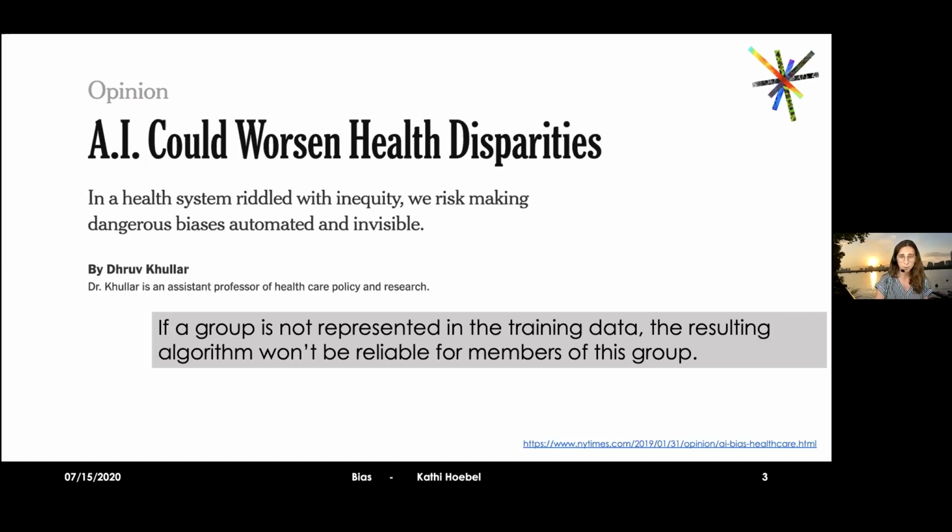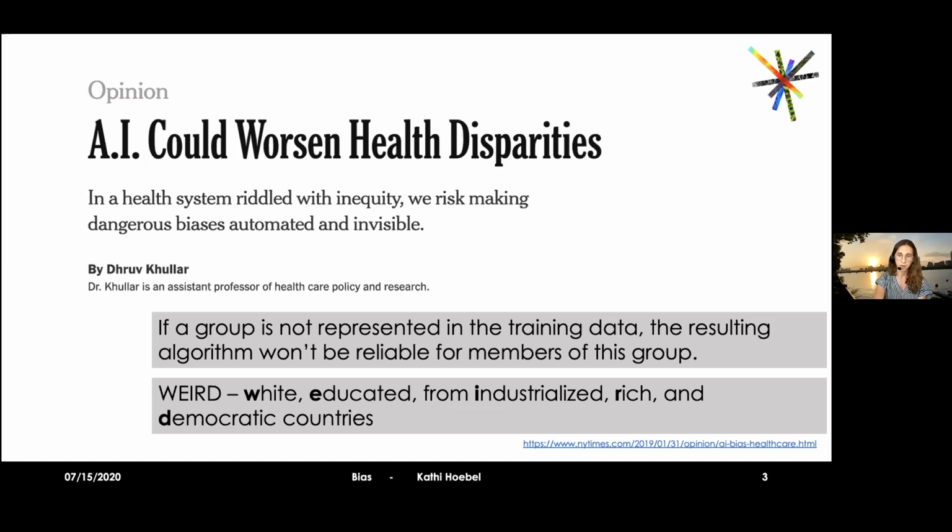So if a group is not represented in training data, the resulting algorithm won't be reliable for members of this group. And in our case, if the data set is WEIRD, that means if it consists of subjects that are white, privileged, or educated from industrialized, rich, and democratic countries, that term is actually borrowed from the psychology research, it might be bound to fail on individuals who don't belong to this highly privileged group.